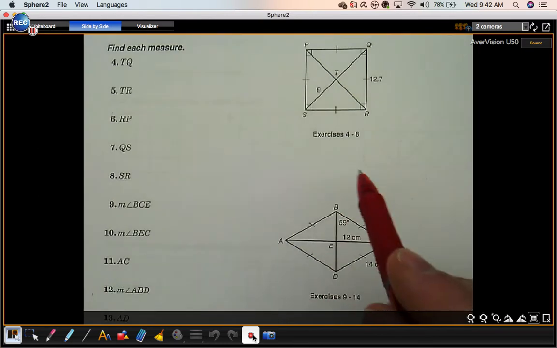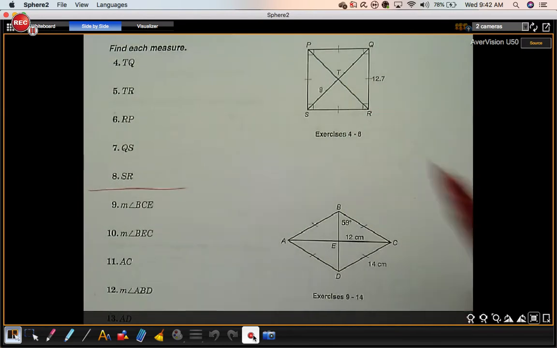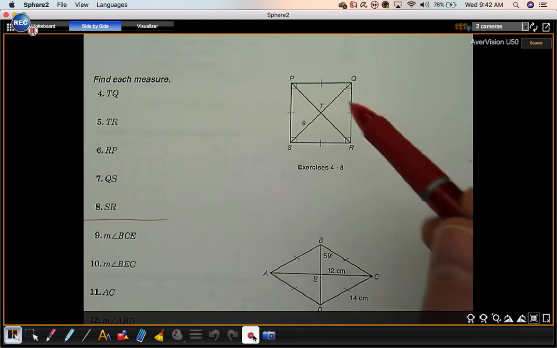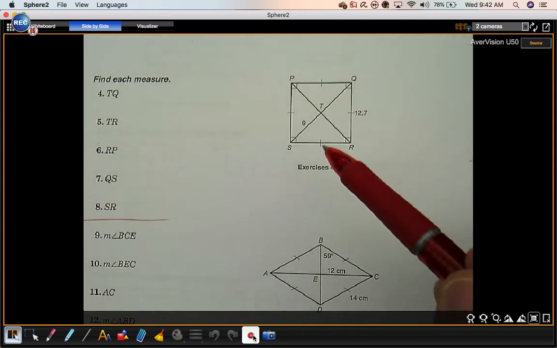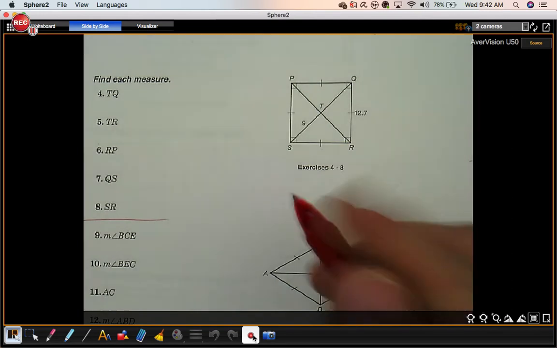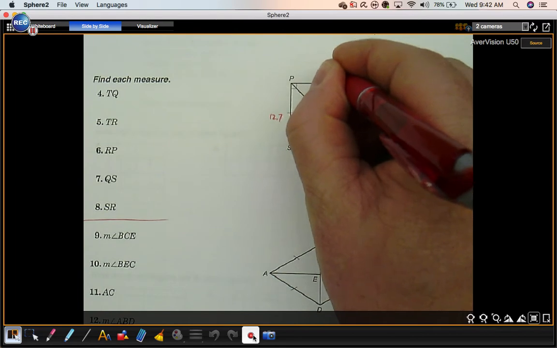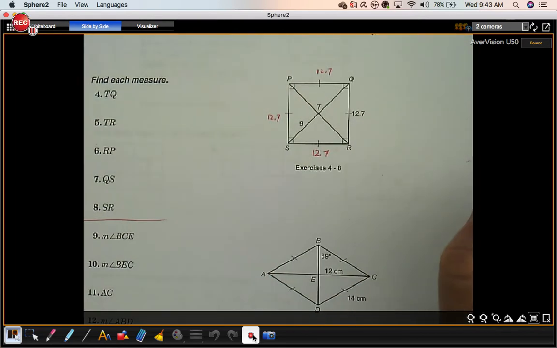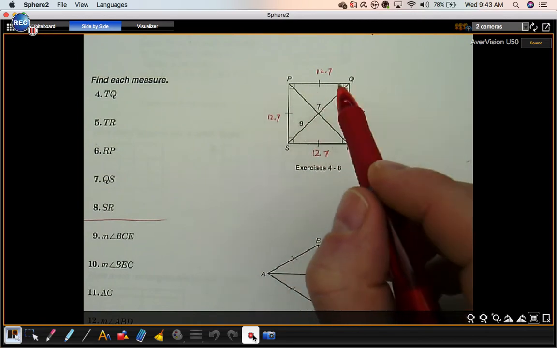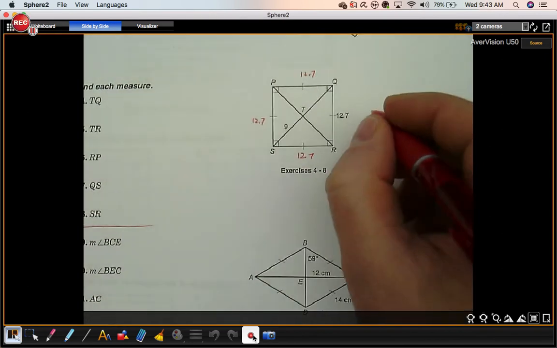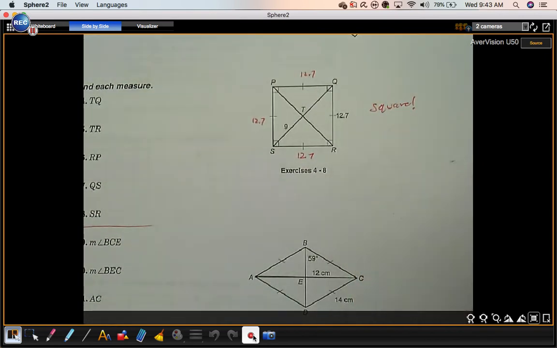Next section down, numbers 4 through 8, we're using this picture. So it's important to identify what type of shape this is. I know what you want to say it looks like, but look for the markings. This is definitely a parallelogram because the opposite sides are congruent. Furthermore, all of the sides are congruent, so it's a rhombus. It's a rhombus that has four right angles, so it's also a rectangle. So this shape is a square, most specifically.